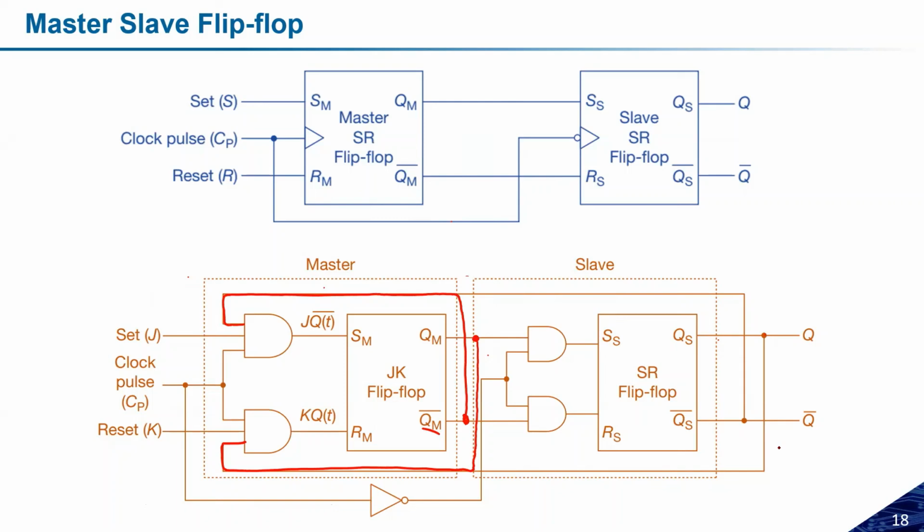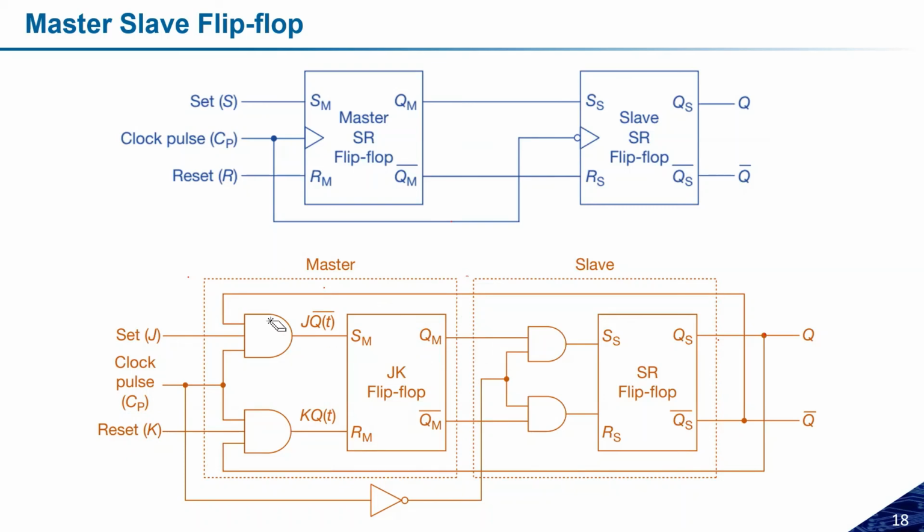What difference do we have here? If I'm considering a single JK flip flop, this QM was connected with the reset AND gate, and the QM complement was connected with the set AND gate. So this was the structure of the JK flip flop. But if I'm considering making it the master slave JK flip flop, the structure will be a little bit different than the original one.